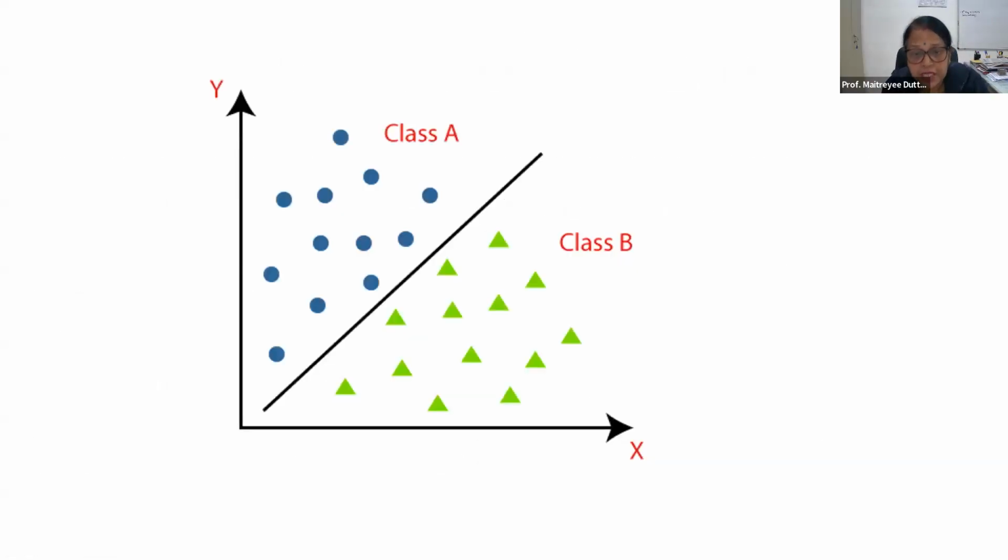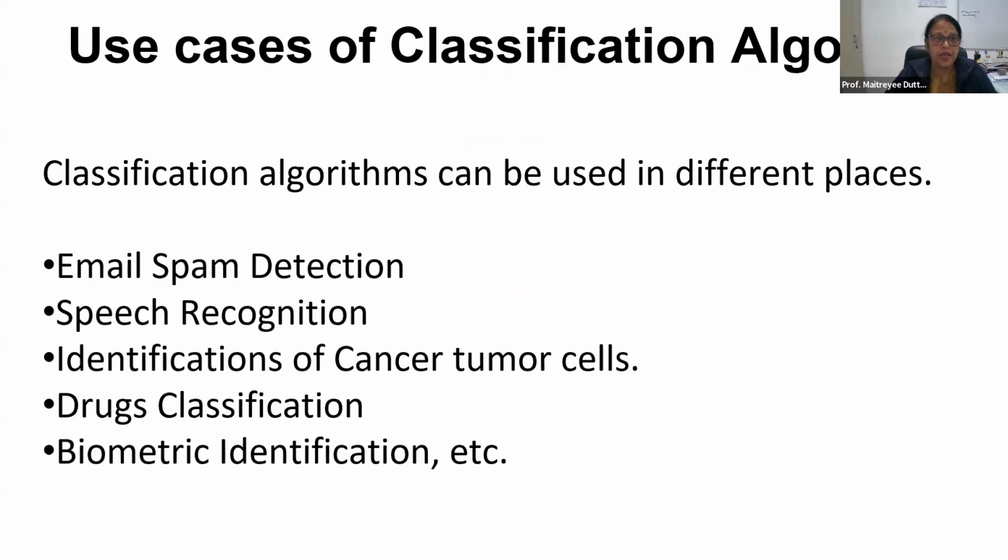So this is just an example that it is a circle or it is a triangle. Circle is class A, triangle is class B, and this line is basically separating them, right? But every time you will not get such type of separation, linear separability, you will not get, right? So that time what algorithms you should take, we will see.